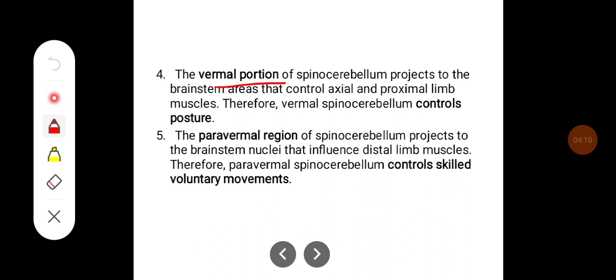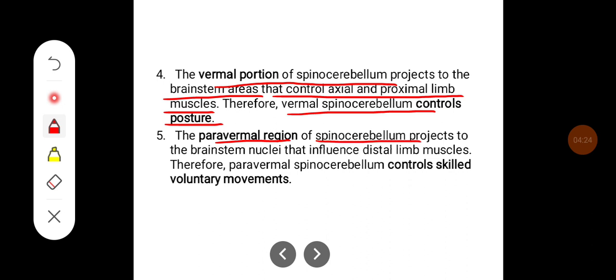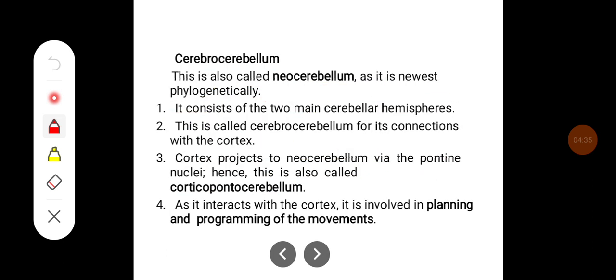The vermal portion of the spinocerebellum projects into the brainstem areas that control axial and proximal limb muscles. Therefore, vermal spinocerebellum controls posture. The paravermal region of spinocerebellum projects into the brainstem nuclei that influence distal limb muscles. Therefore, paravermal spinocerebellum controls skilled voluntary movements.